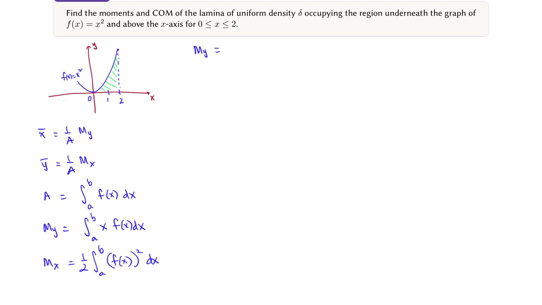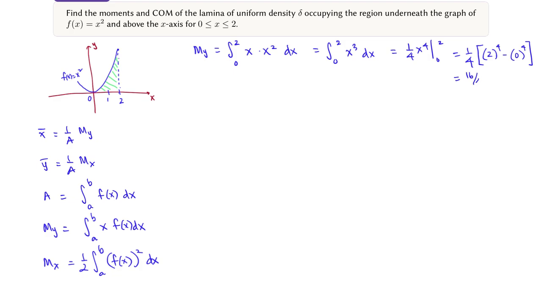And so the moment about the y-axis is the integral from 0 to 2 of x times x squared dx. The integral from 0 to 2 of x cubed dx. The antiderivative is x to the 4th over 4. Evaluated from 0 to 2, we have 1 over 4, 2 to the 4th minus 0 to the 4th. 2 to the 4th power is 16. 16 divided by 4 equals 4.